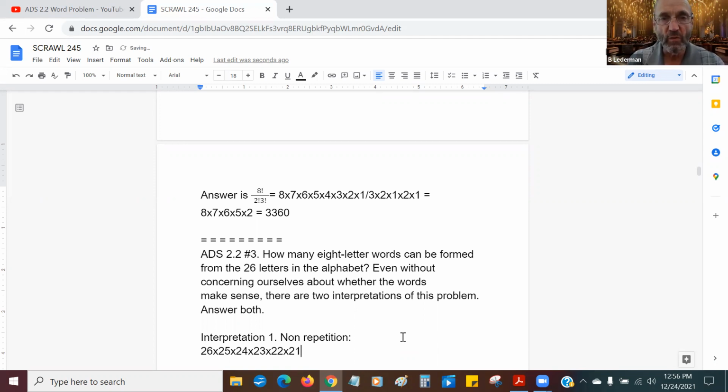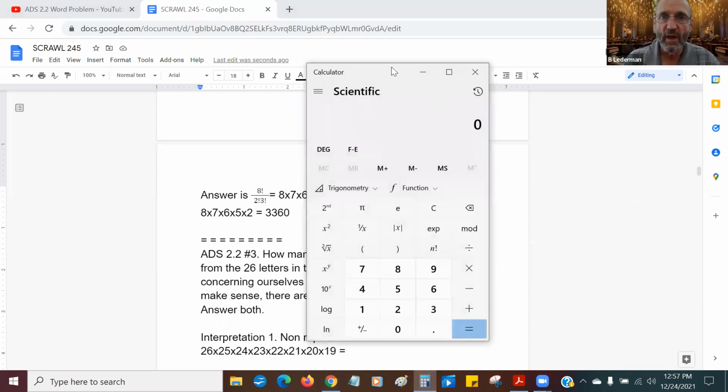23, 22, 21, all the way down to, what did I say, 8 letters: 1, 2, 3, 4, 5, 6, 7. And now for the 8th letter of our word, there are 19 possibilities. So the answer is just going to be 26 times 25 times 24 times 23 times 22 times 21 times 20 times 19, which what does that equal? I don't really care that much, but let's just see what it equals.